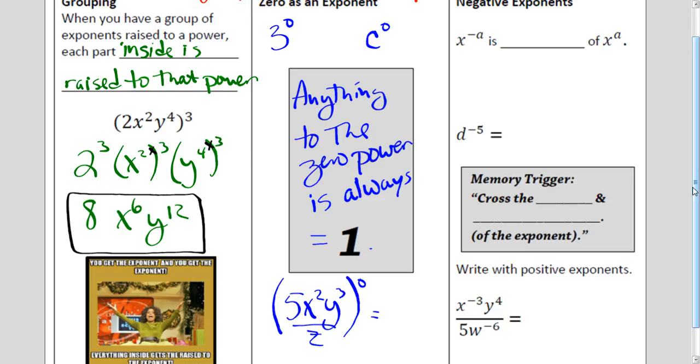So 3 to the 0 power equals 1. C to the 0 power equals 1. This big mess here equals 1. Mr. Hayes to the 0 power equals 1. It does not matter.